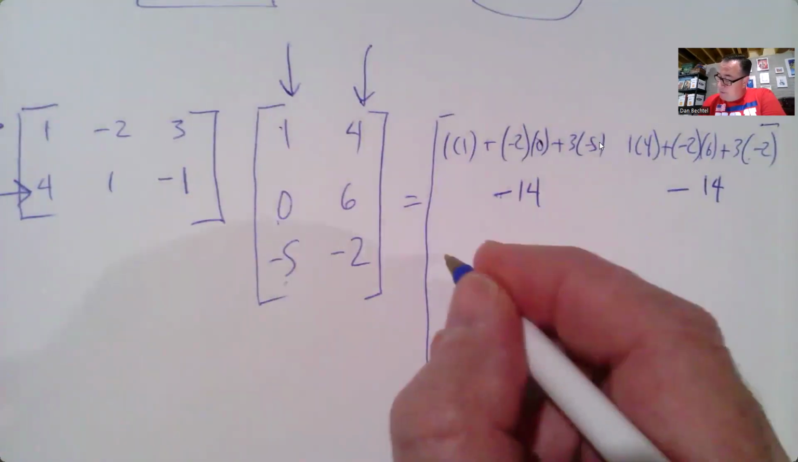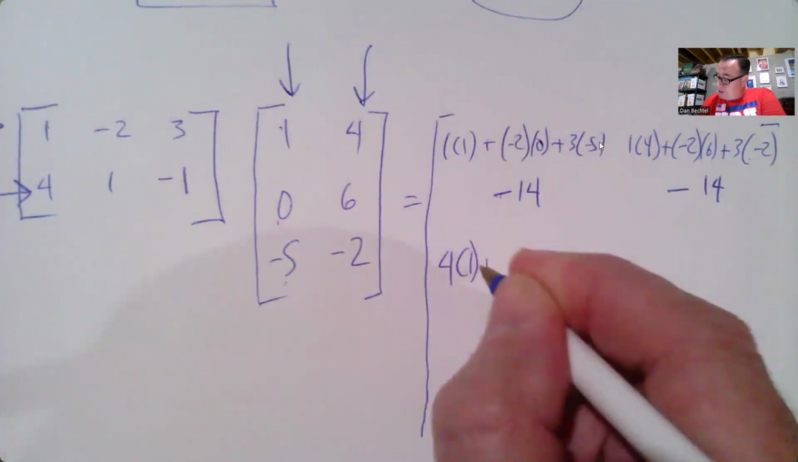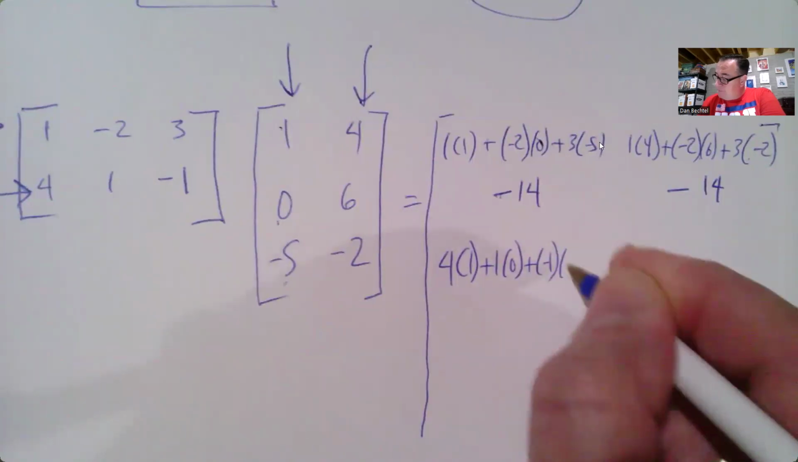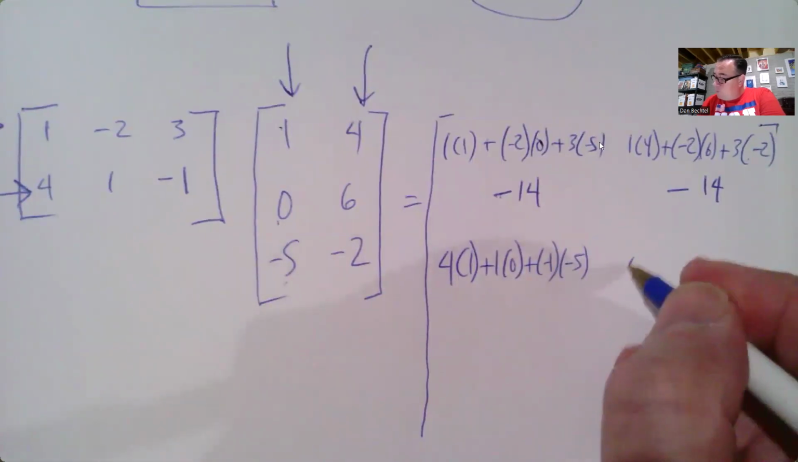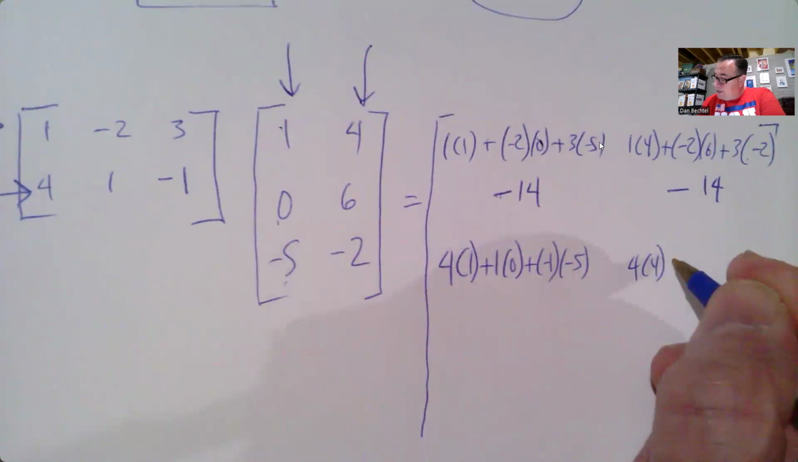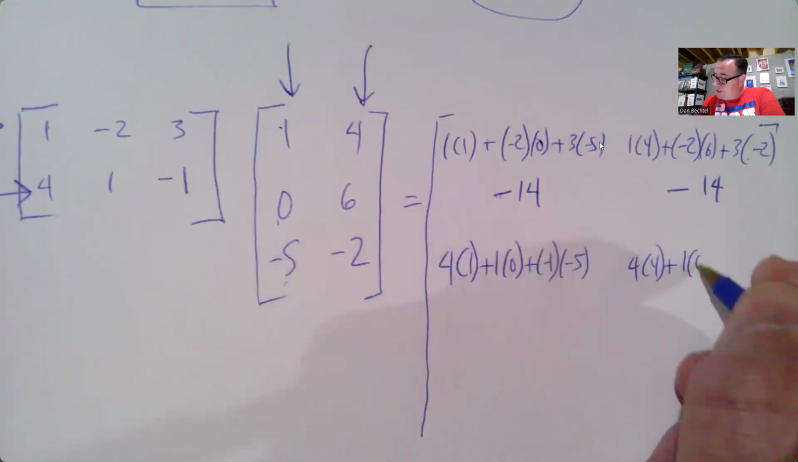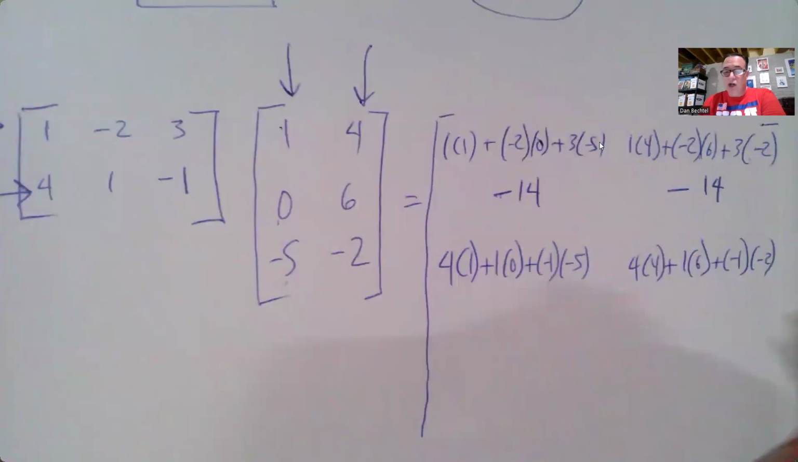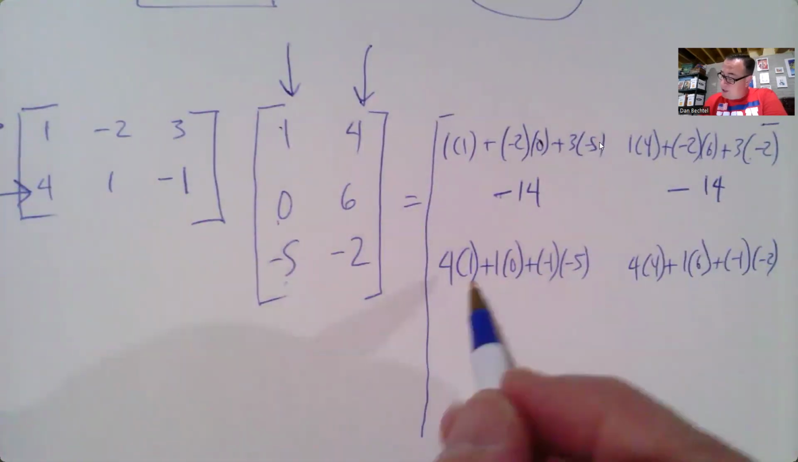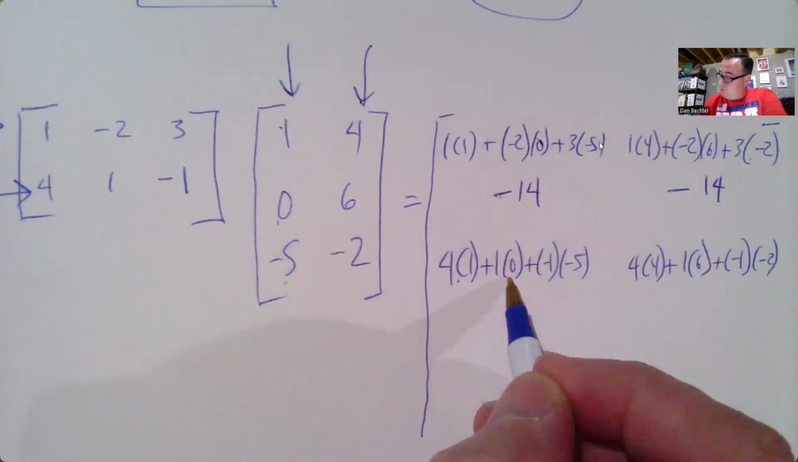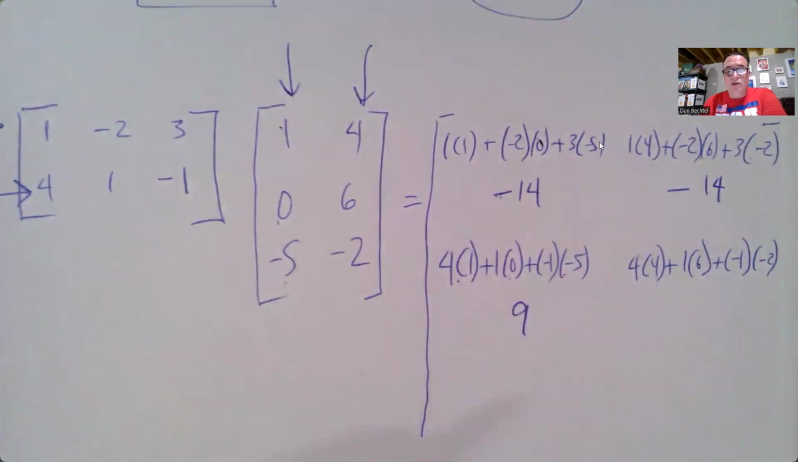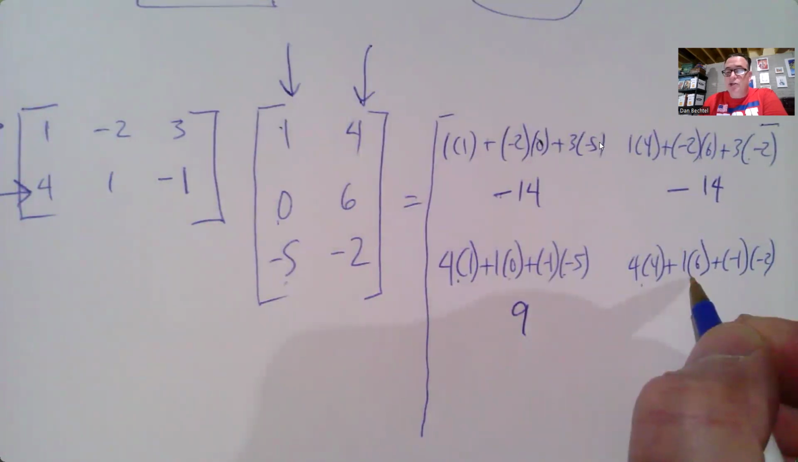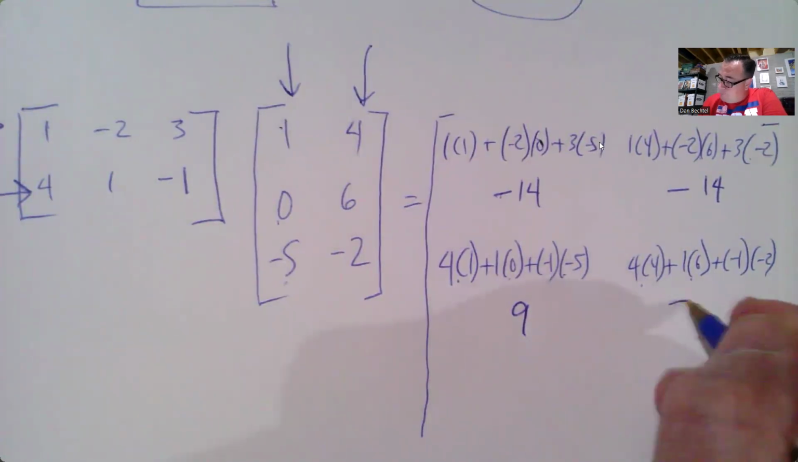So it will be 4 times 1 plus 1 times 0 plus -1 times -5, and 4 times 4 plus 1 times 6 plus -1 times -2. And that'll give us all of our elements from that. So this is going to be 4 plus 0 plus 5, or 9. Looks like no lottery ticket for me. This one is going to be 16 plus 6, which is 22, plus 2, which is 24.